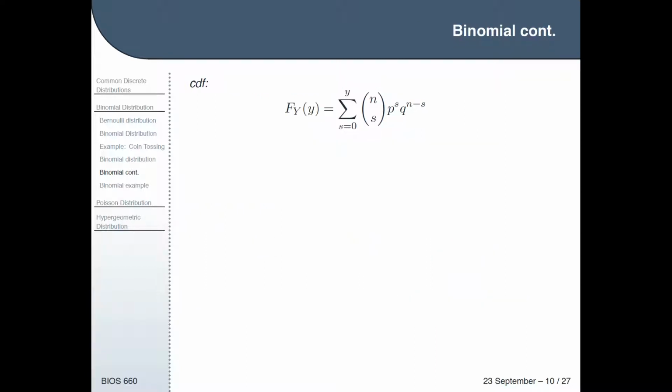And there is no simple form for the CDF. You simply have to take the sum of all the individual PMFs going from 0 up to whatever value of y that you're interested in. If you need to compute this in practice, your best bet is probably to use R, or some other statistical computing package that has a function to compute this built in.